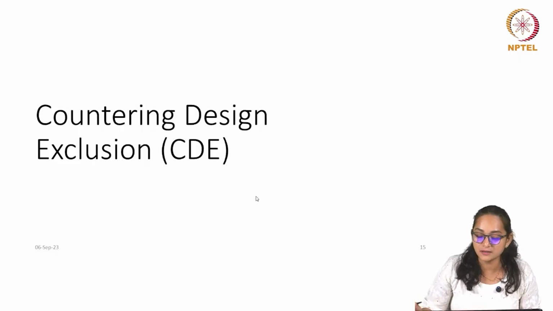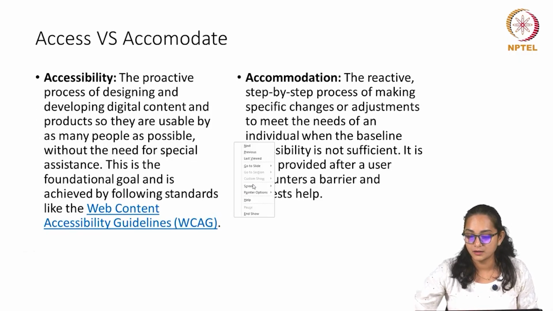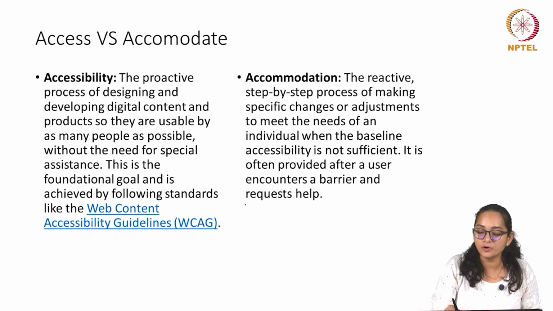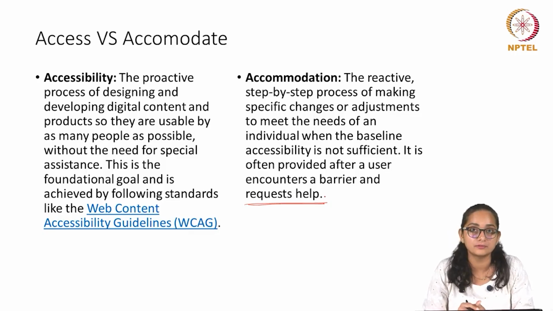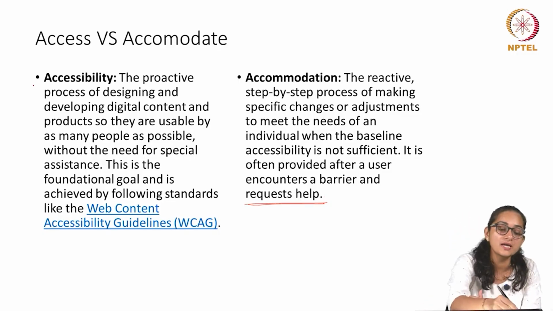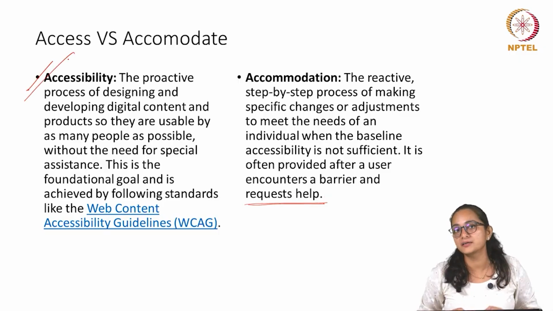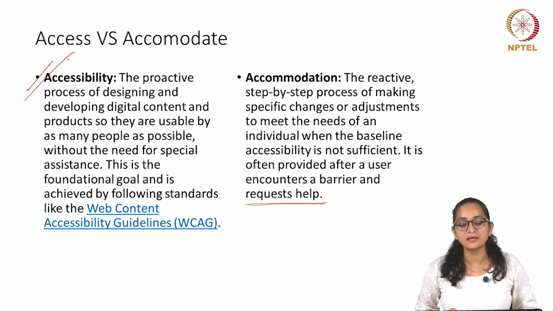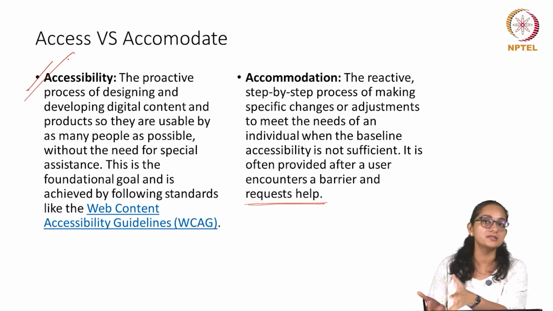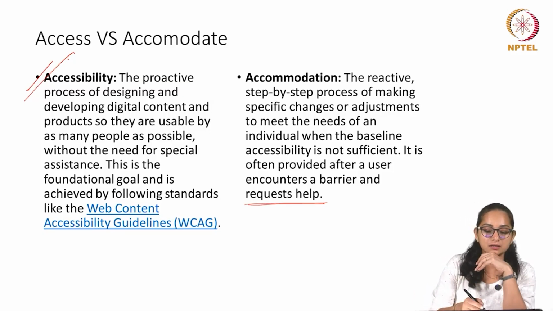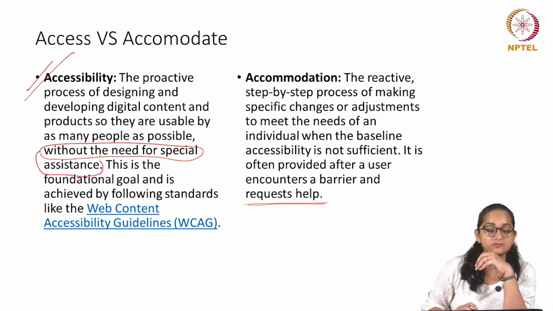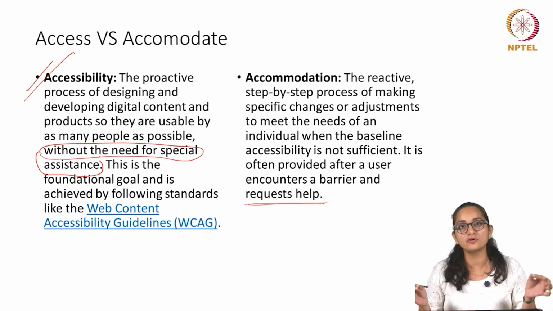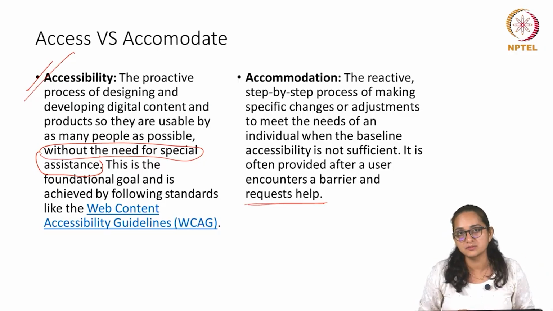So, I think this is very important. This is very important that accommodations are provided when requested, right, then it is called an accommodation. Accessibility is something we have to proactively make sure is there, and if our systems are accessible, probably there is no need to accommodate anything special, and that is what is there in the accessibility definition, that there is no need for any special assistance if the system is accessible.